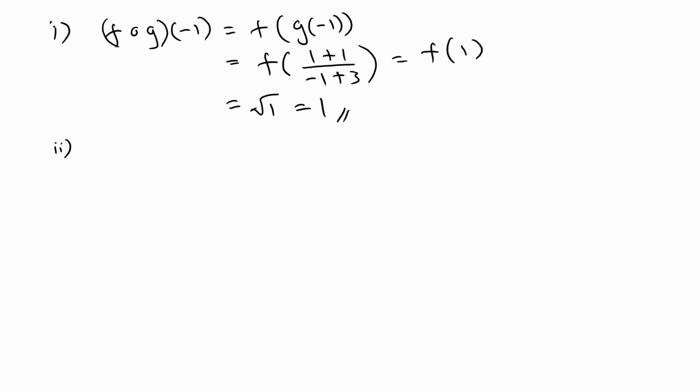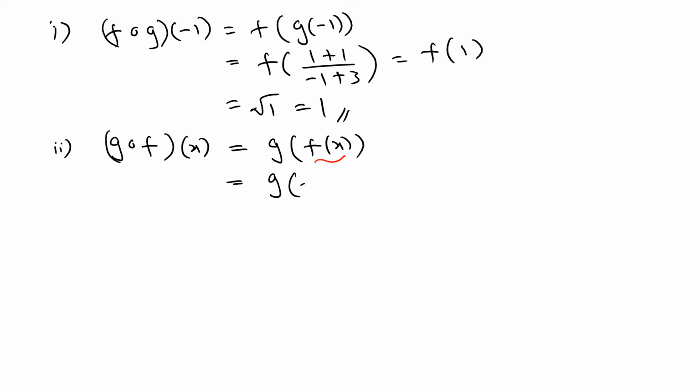Part 2. In part 2, we're going to do g circle f of x. Again, by the definition, this is g of f(x). So we're going to plug f(x) into the g(x) function. That means square root of x, so you're going to replace every x in g by square root of x. That means it's going to be (1 minus square root of x) over (square root of x plus 3). You cannot simplify this further, so that's the answer.